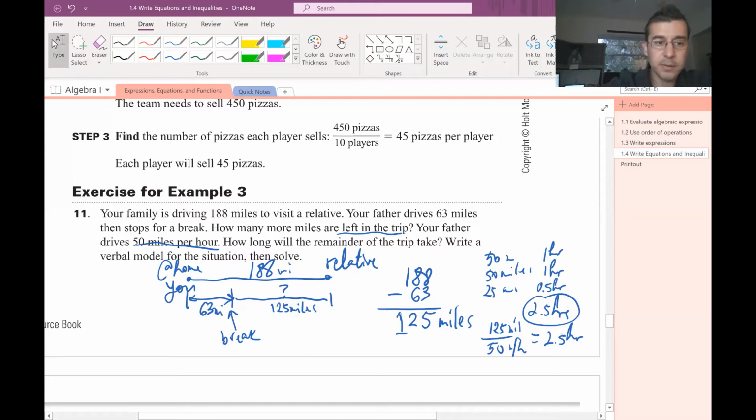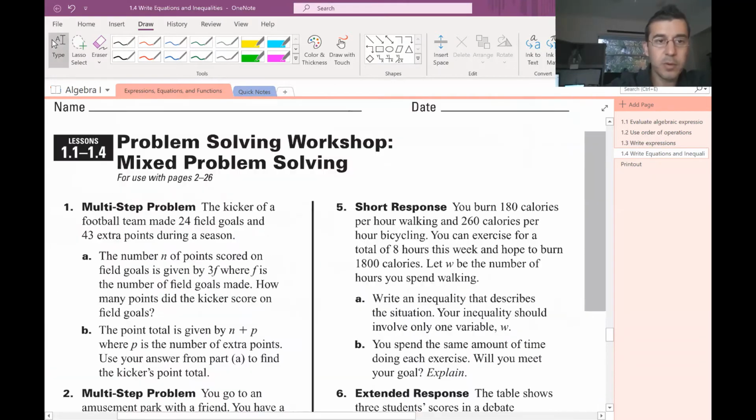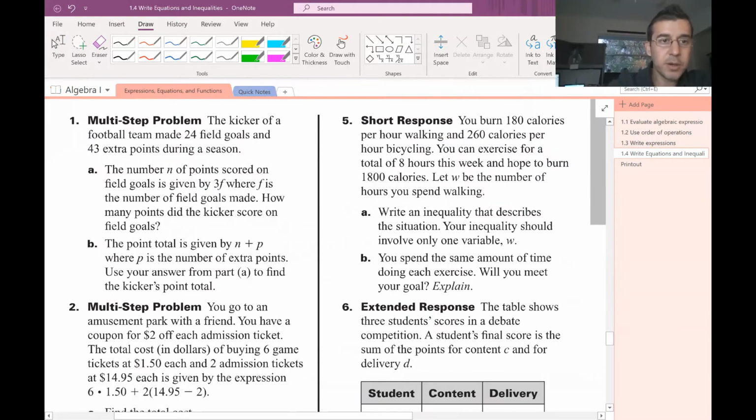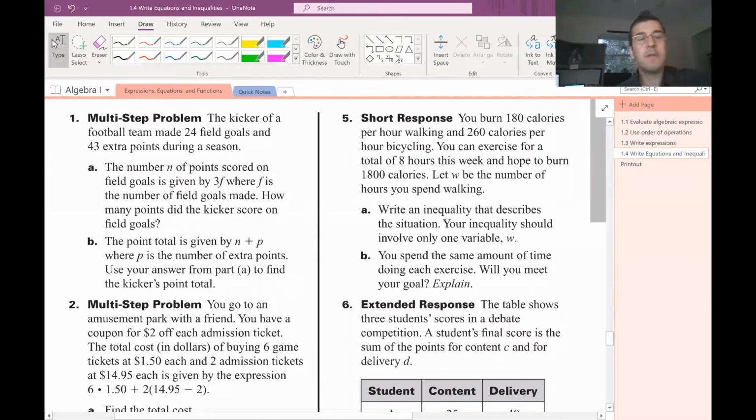All right. Next is mixed problem solving. Multi-step problem. The kicker of a football team made 24 field goals and 43 extra points during a season. The number n of points scored on field goals is given by 3f. So that's our expression 3f, where f is the number of field goals made. How many points did the kicker score on field goals?